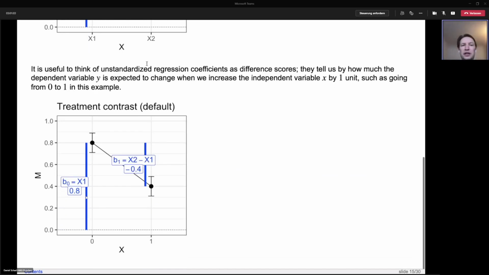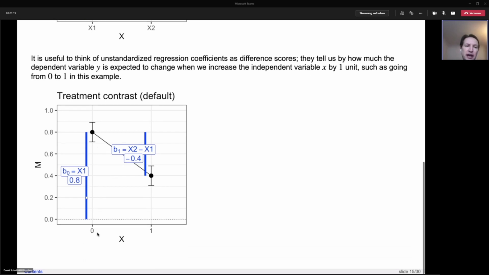So generally, it's useful to think of standardized regression coefficients as difference scores. They tell us how much the dependent variable y is expected to change when we increase the independent variable x by 1 unit. In this plot here, I've changed the x-axis labels. So here we say x1 was coded as 0, x2 was coded as 1. So if we change x by 1 step from 0 to 1, then the slope gives us the difference on the y-axis. So this is minus 0.4. Okay, so this is a difference score.